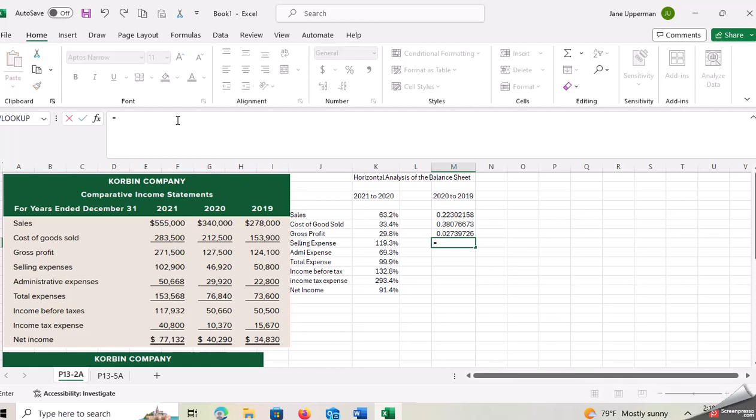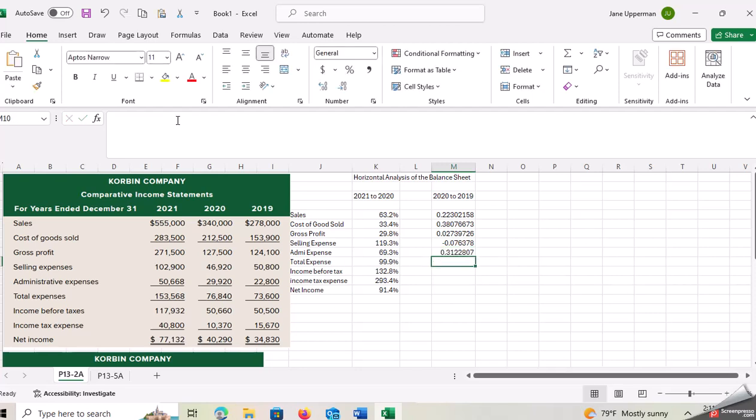Then our selling expense is parentheses 46,920 minus 5,800. Solve for that first, then divide by the 5,800. And now this is our first one that's negative. That's the first one that decreased. Then we take the 29,920 minus the 22,800. Solve for that first, and then divide by the 22,800.